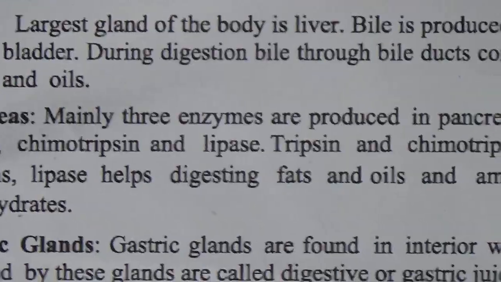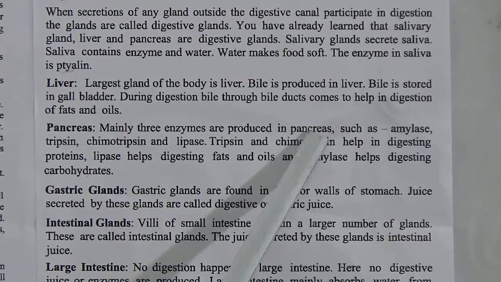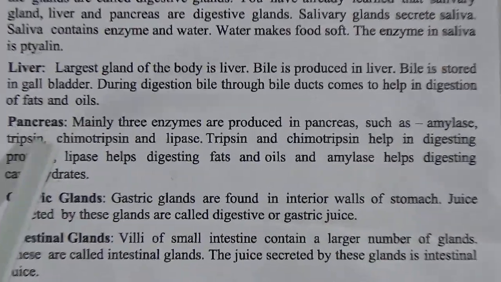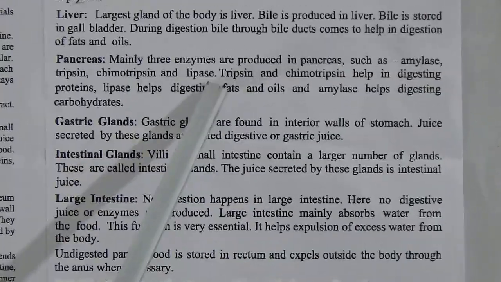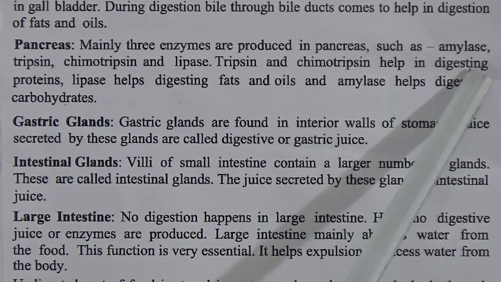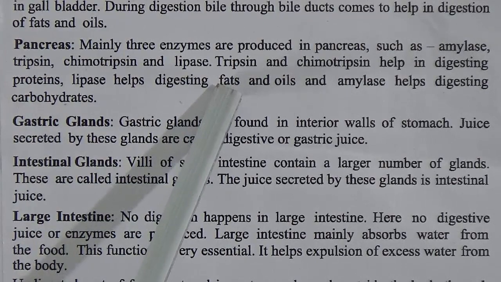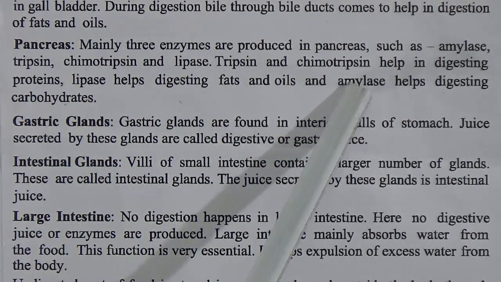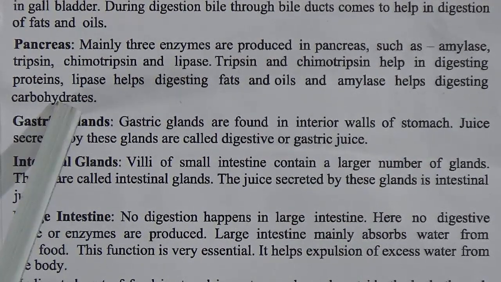Okay. Now pancreas. Mainly 3 enzymes are produced in the pancreas: amylase, trypsin, chymotrypsin and lipase. Trypsin and chymotrypsin help in digesting proteins, lipase helps digest fats and oils, and amylase helps digest carbohydrates.